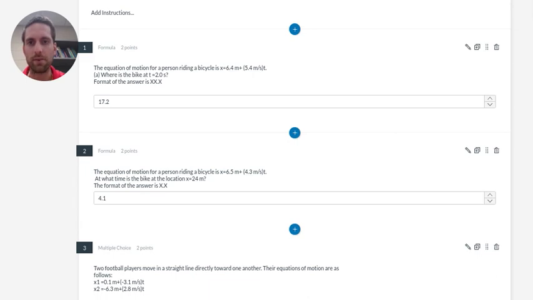This is our person riding a bike. It's an equation of motion, which means that it follows this form: x final equals x initial plus velocity times the time. And it follows this format. So we want to know the bike at 2 seconds, and we're given this equation.